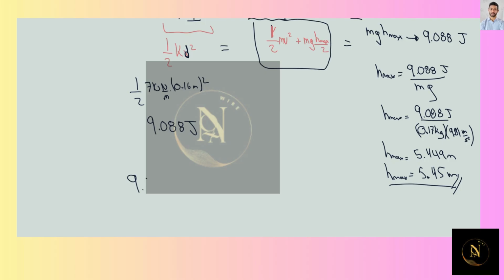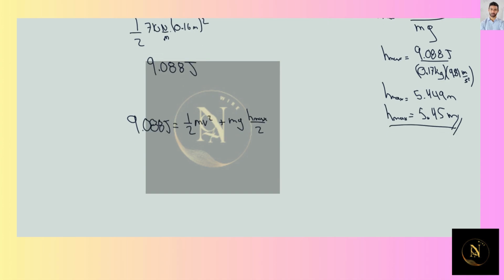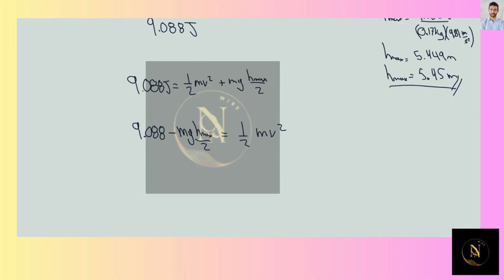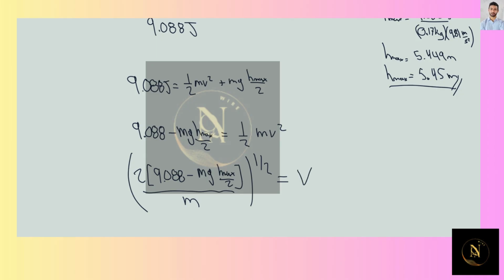So we're going to get that 9.088 joules needs to be equal to 1/2 of mass times velocity squared plus mass times gravity times h max over 2. We're going to solve for the velocity, so we're going to get 9.088 minus mg h max over 2 is going to be equal to 1/2 of mass times velocity squared. We can multiply all of this equation by 2 and divide by m. So we're going to get that 2 times 9.088 minus mg h max over 2, divided by the mass and taken the square root, is going to be equal to the velocity.